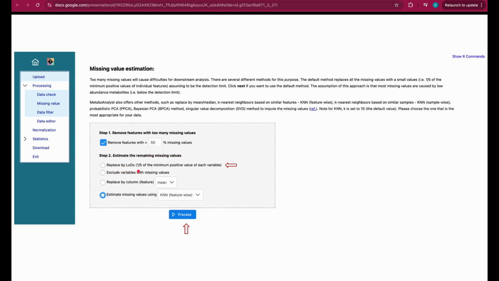I want to replace it with log odds, that is 1/5 of the minimum value of each variable, or I want to exclude variables with missing values, or replace it by the column, or estimate the missing value. So I can also use KNN, or even replace it with the mean value or median value. All those things you can select here, and then you can click on process.